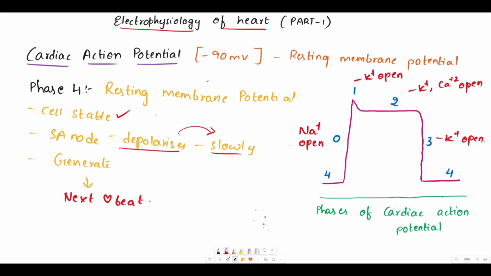Thereby the whole membrane gets into the resting phase. Phase 4 is the resting phase. Simply, the resting membrane potential will be achieved. So here the cell will be in a stable condition in the resting phase. The SA node will start to depolarize, that too slowly, but this happens automatically. That's when the next heartbeat will be generated.